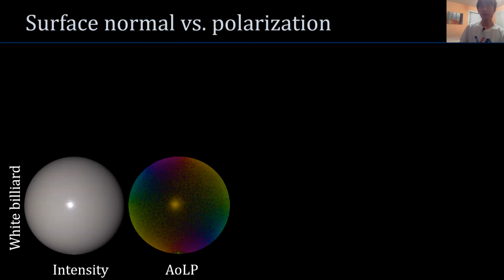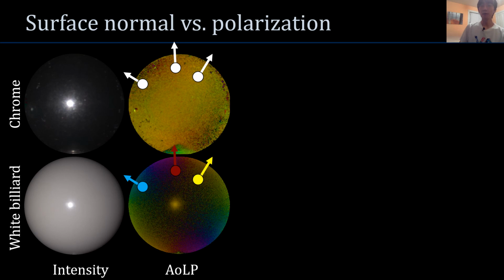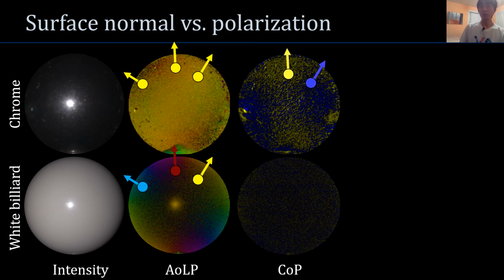First, let's look at normal and polarization. For this dielectric white billiard ball, points with different surface normals have different AOLP values indicated by different colors here. For the metallic chrome, AOLP does not vary that much as a function of surface normal. What we observed in our dataset, interestingly, is that COP of this chrome material shows normal dependency. This suggests using circular polarization when we estimate the shape of metallic materials.